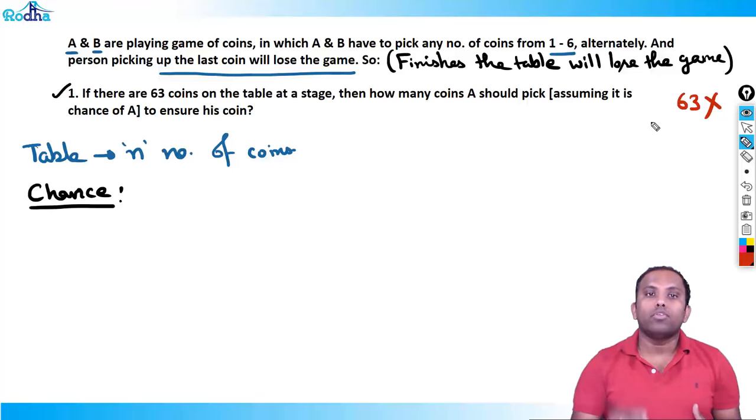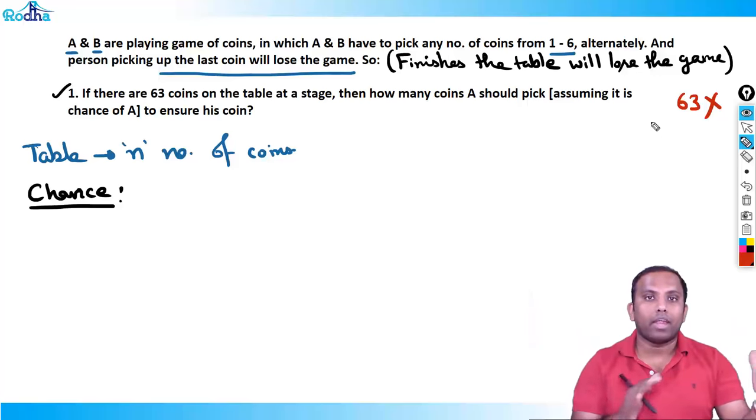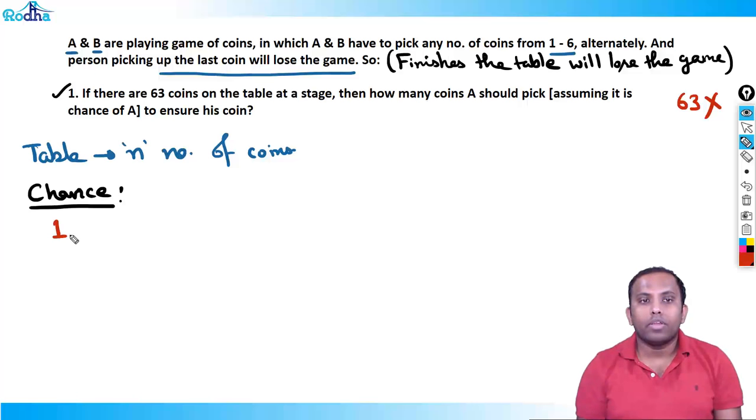To find a pattern, if I can't start from the last, from 63, I'll start from 1, right? Suppose, whosoever's chance it is, what does he want? Does he want that one coin will be left on the table, right?